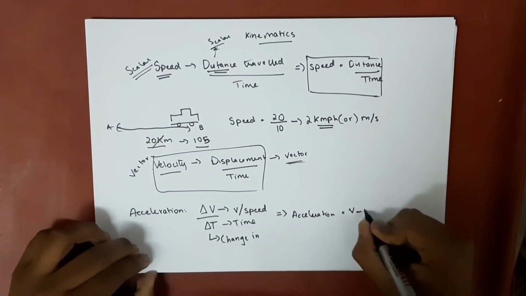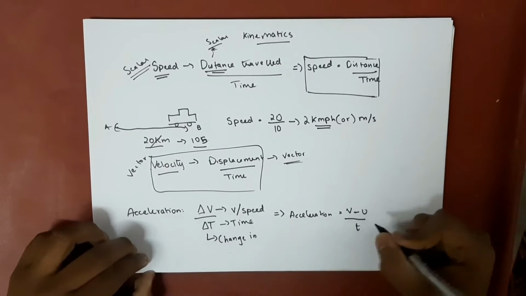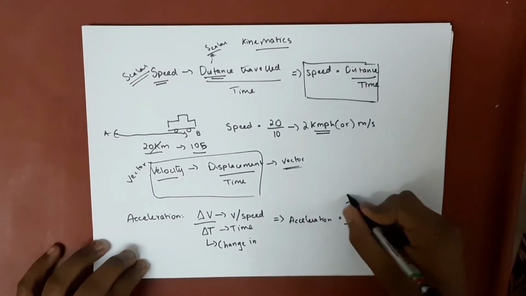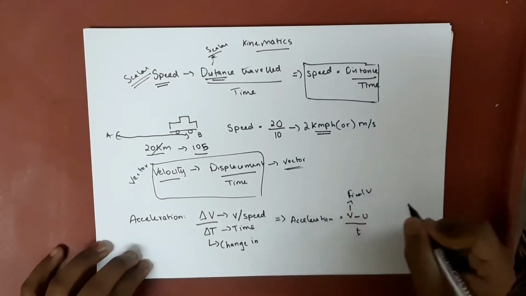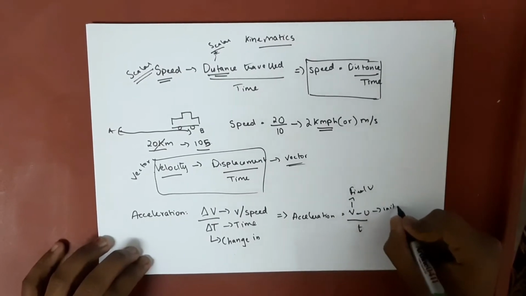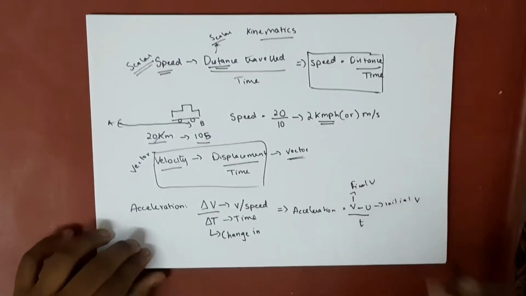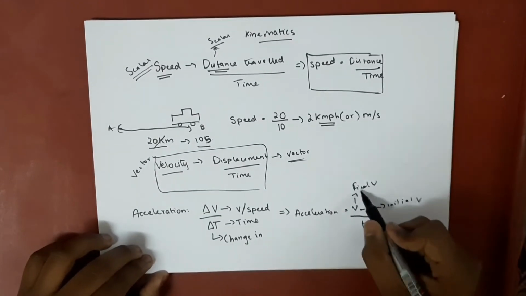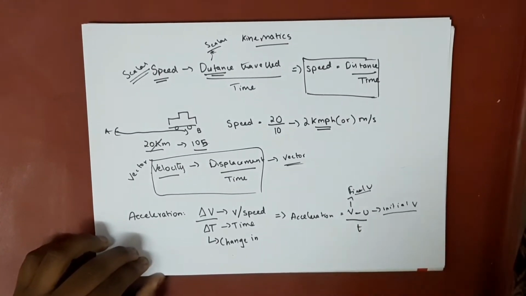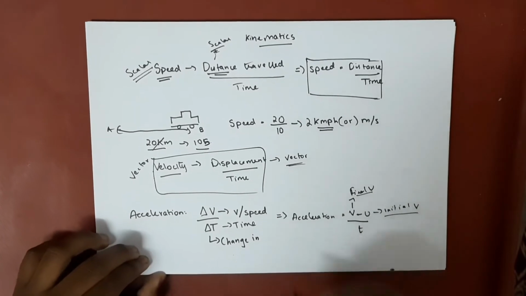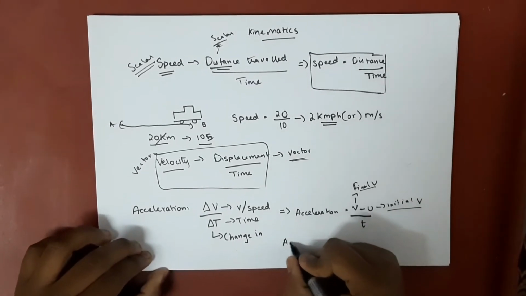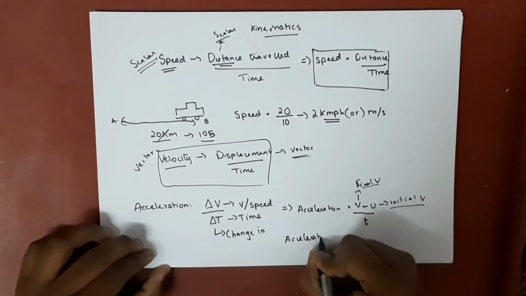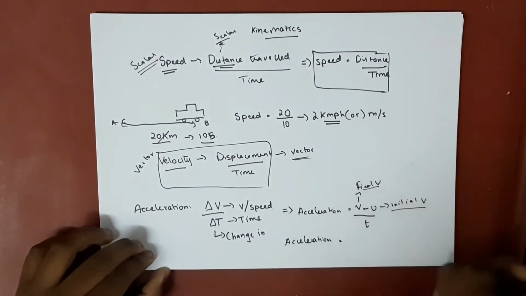v minus u upon t. Now, v is the final velocity and u is the initial velocity. So if there has been an increase in the velocity, we're going to have final velocity minus initial velocity upon time. Let's take a really simple example. Now, acceleration we have to find.